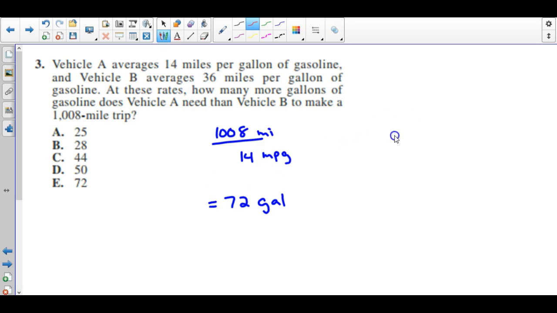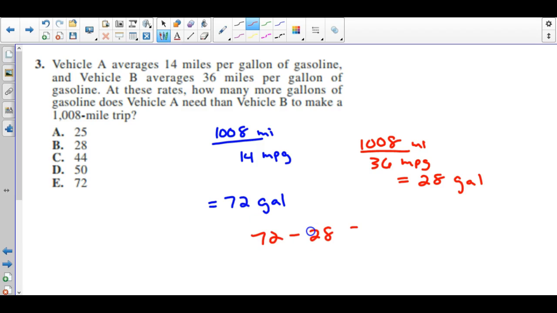And that's vehicle A. And then vehicle B, I'm going to end up with 1,008 over, and that rate was 36 miles per gallon. If I divide these out, that one's going to come out to 28 gallons. So vehicle A needs 72, vehicle B needs 28. Subtract the two, vehicle A needs 44 more gallons.